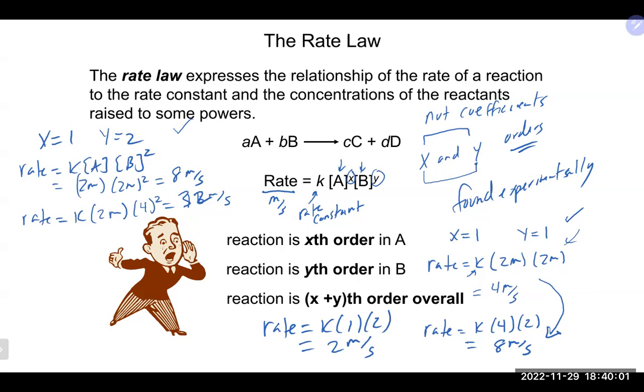In this case, by doubling that, which seems a little bit better now with the right number there, by doubling the concentration of B, the rate actually went up by a factor of 4, right?